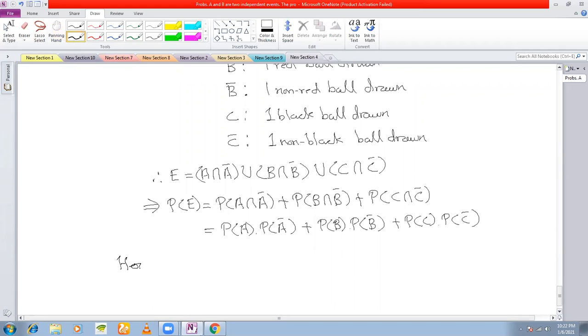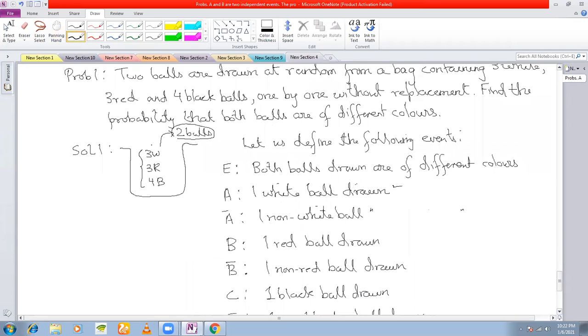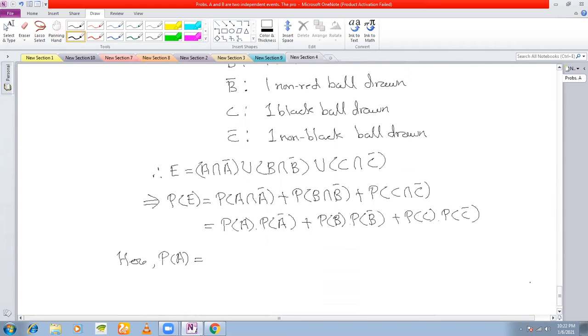Here, what is P(A), the probability of the event A? The event A is one white ball. How many white balls? Three white balls. How many total balls? 10. So 3 by 10. And what is the probability of the complementary event? It is 1 minus P(A), 1 minus 3 by 10, which is 7 by 10.